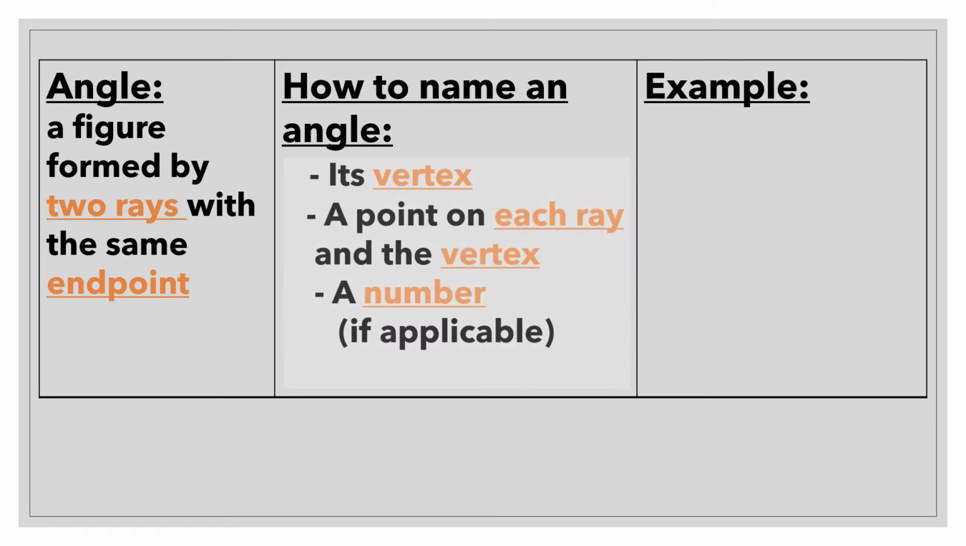How to name an angle? You can use a vertex. You can use a point on each ray and the vertex, so that's 3 points. And then you can also use a number. So for example, if we have this, okay, and we have the letters B, our vertex is A.